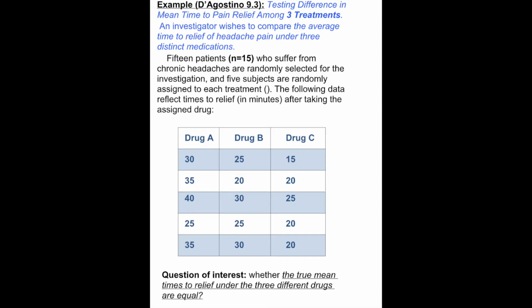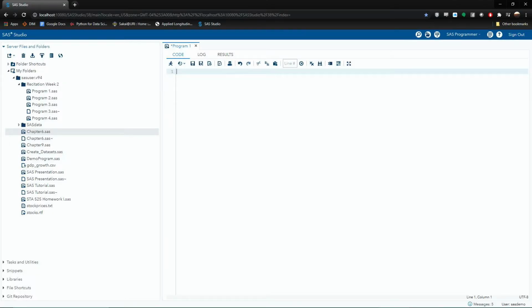The researcher then measured the time it takes for the headaches to resolve after the administering of the 3 different drugs, and the values are reported in the table on screen. So our question of interest is to determine whether the true mean times to relief under the 3 different drugs are equal, or if at least one of the means differs significantly. So let's begin, jump right over to SAS.